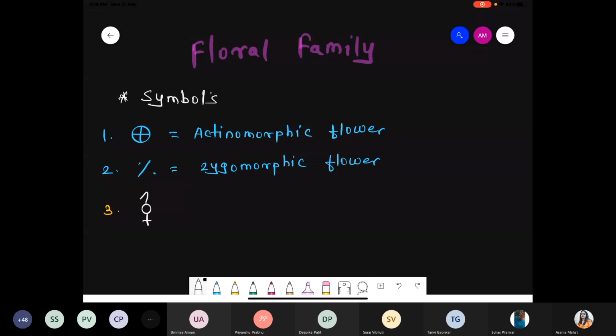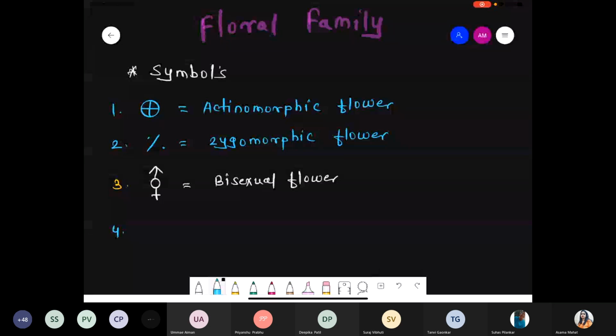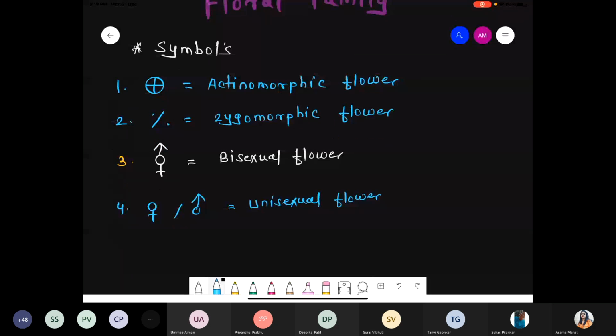This condition represents the bisexual flower, meaning inside the single flower both the male and the female reproductive parts are present. And the next one, if female or male, that condition simply means a unisexual flower, female flower or male flower individually. Now the next one, number 5, capital K. Capital K represents the calyx, that is the group of sepals.